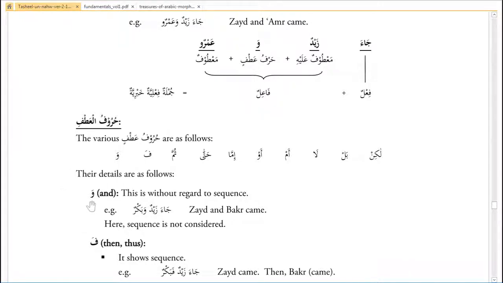The meaning of waw is and. For example, جاء زيد وبكر. Zaid and Bakr came. So for this there is no sequence required. It can be جاء بكر وزيد or جاء زيد وبكر. So no sequence is required.